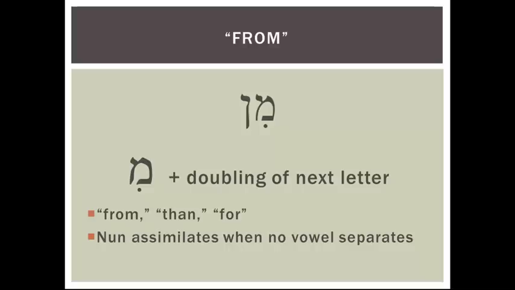Gutturals don't do doubling is the expression there, and in that case you get what's called compensatory lengthening. The hirik becomes a sere. But I'm getting way into the footnotes when I go there, or at least not what I intended to talk about in this video. What I want you to know in this video is that min means from, and that sometimes that min gets connected to the word. It gets sucked onto the front of the word that follows, in which case the nun disappears, and you have doubling usually of that next letter.